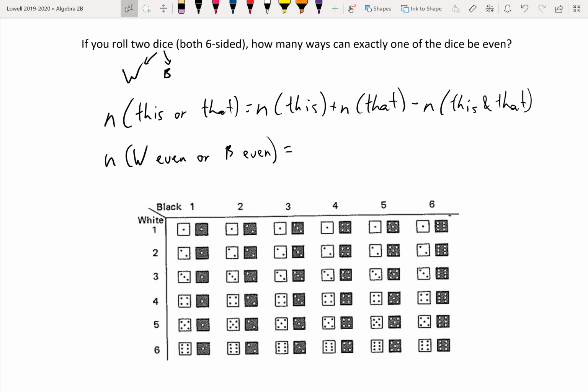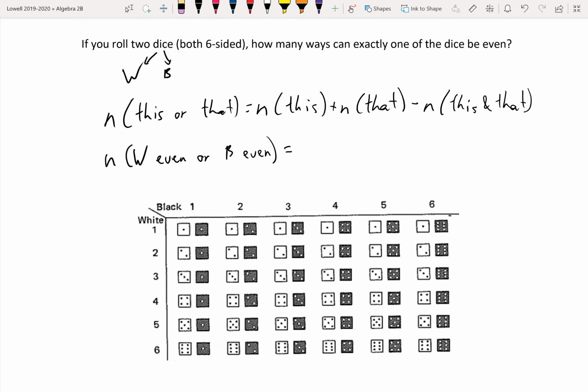And there's actually multiple layers to this. So at first glance, this seems like a this or that type of counting problem, in that either the white die is even or the black die is even. If you remember from the previous video, if I'm trying to count how many ways to do this or that, it's the number of ways to do this plus the number of ways to do that, and then I need to subtract any possible overlap.